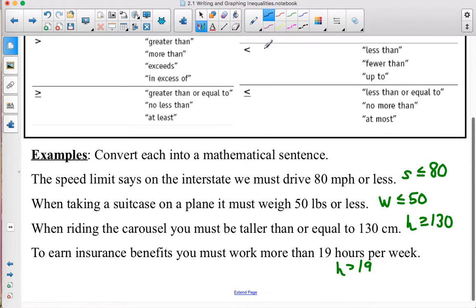These are all examples of using mathematical notation to write a big sentence. Look how many words I just would have had to say. That's a long sentence. And I just described that mathematically with an S, a less than or equal to, and an 80. So it's much more efficient. And in math, we're all about efficiency. So we're just translating from English to math. We're translating inequalities in a very efficient manner. So those are just some examples.